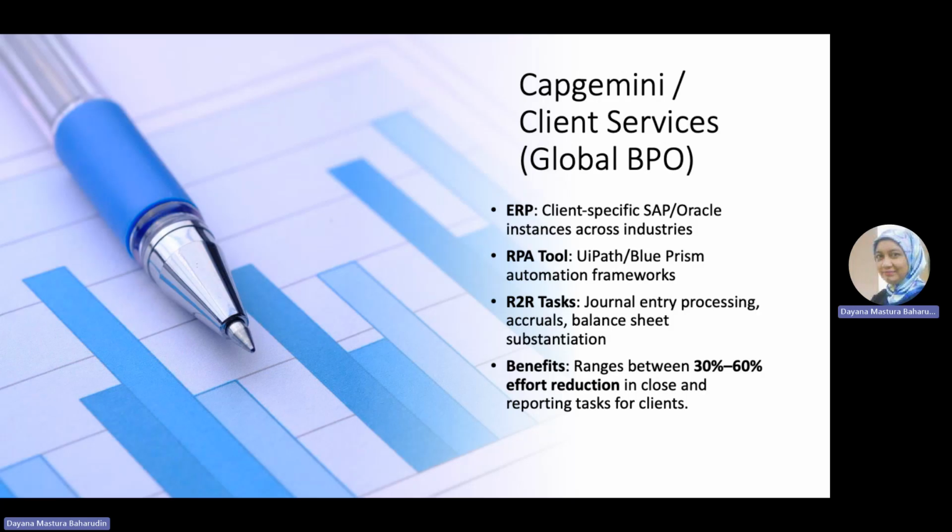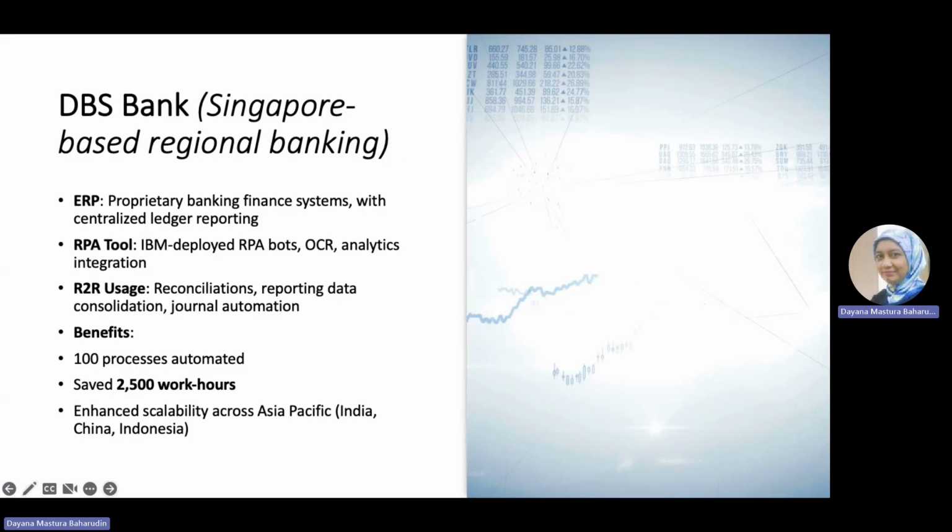Okay. R2R tasks: journal entry processing, accruals, balance sheet substantiation. Benefits range between 30% to 60% effort reduction in close and reporting tasks for clients. DBS Bank. DBS Bank is Singapore-based regional banking.